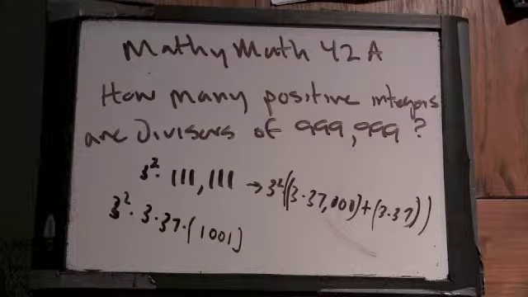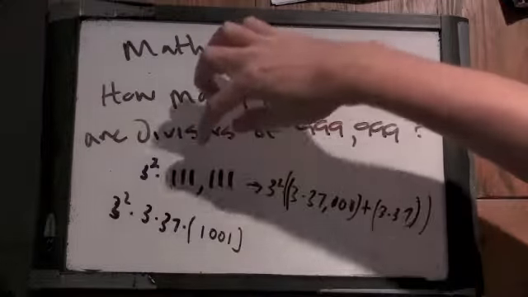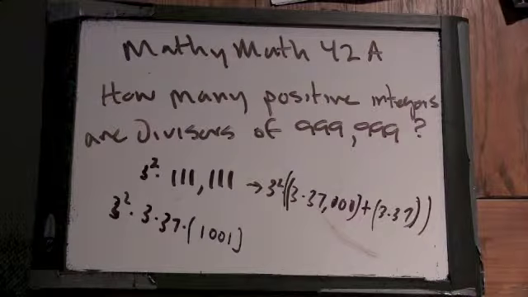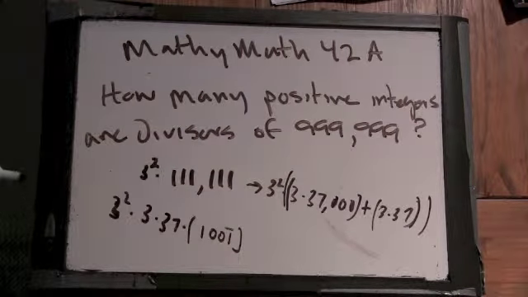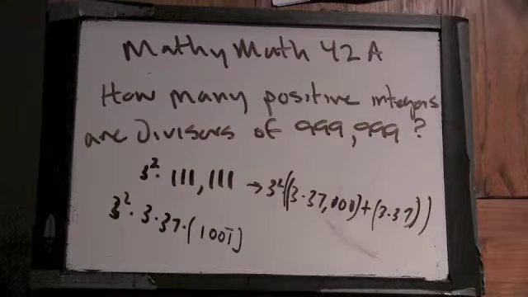Now, as we take a little pause here, can you see why this is 111 times 1,001, this number here? Because you need 111 and then 111 with 3 zeros. So it folds up. So 3 squared times 3 times 37 times 1,001. I think I'm going to have to erase a bit up here. That's fine.